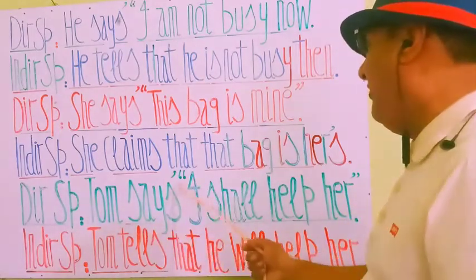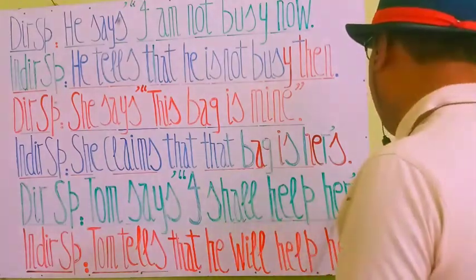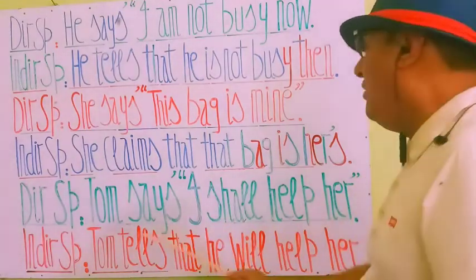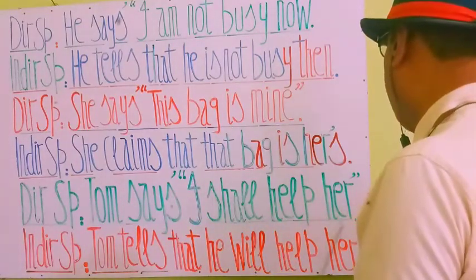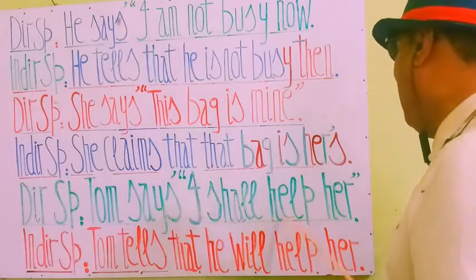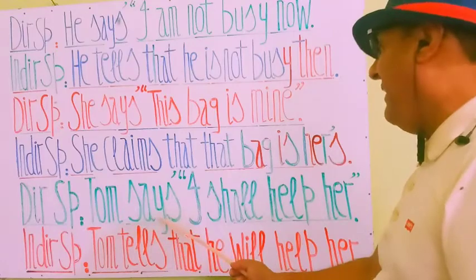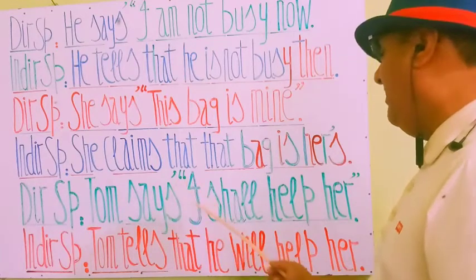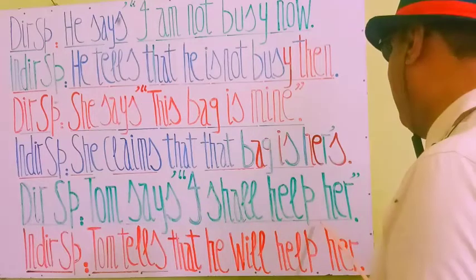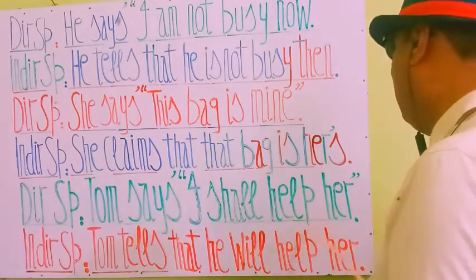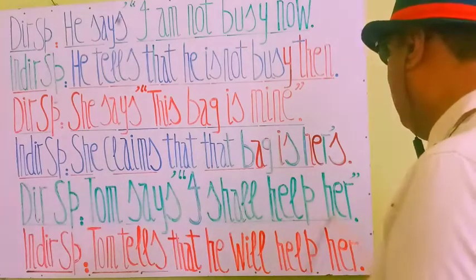Tom says, "Dad, I shall help her." Tom says, "Dad, I shall help her." मैं उसकी मदद करूँगा. This is the present tense in the first part, and inside the commas we have future indefinite tense. I shall help her, मैं उसकी मदद करूँगा.